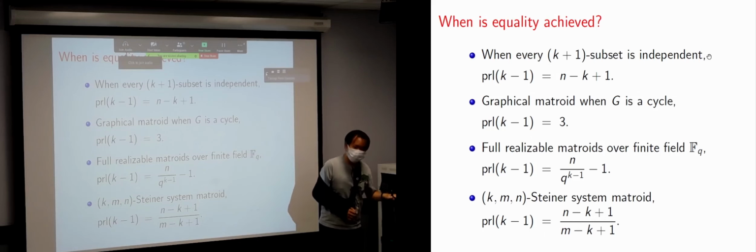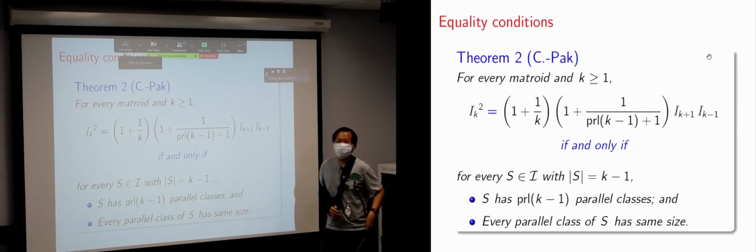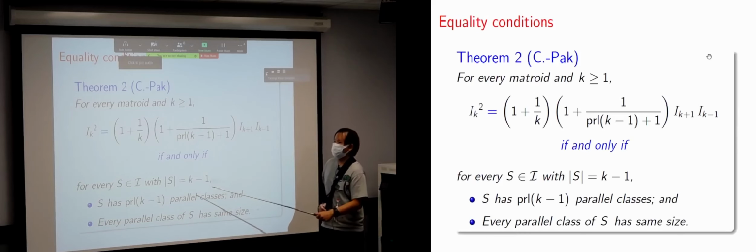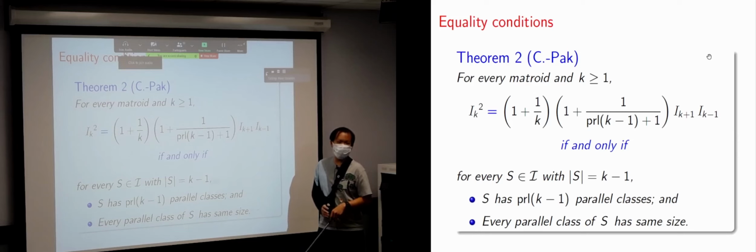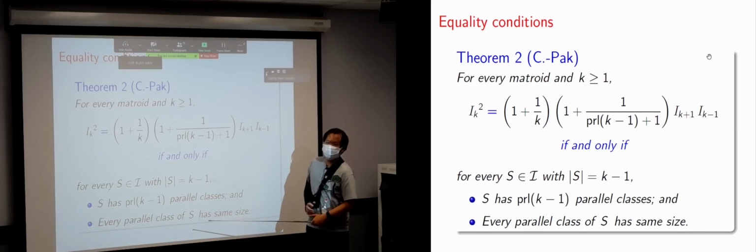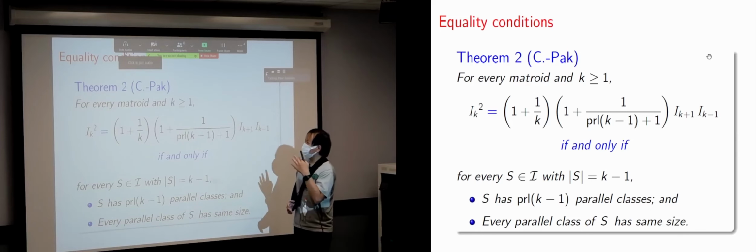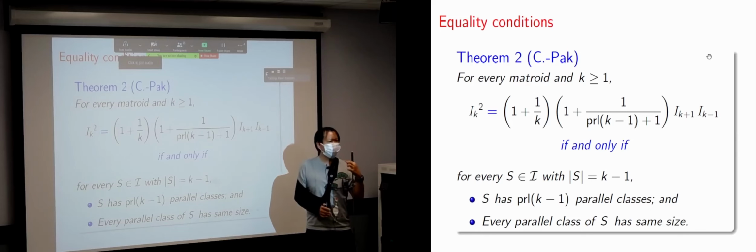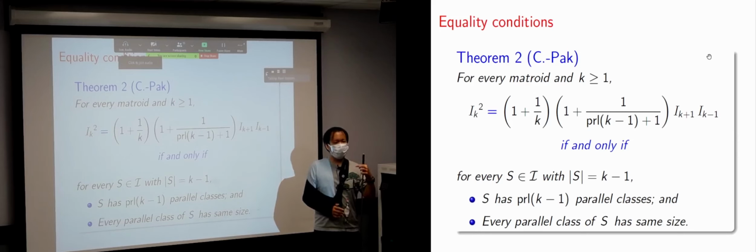The answer is yes. In fact, it is an if and only if condition. If you have this condition, like with all the previous matroids, then you get equality, and that is the only way you can get equality. This condition at first looks a bit technical, but I like to think about this in terms of the isoperimetric inequality.